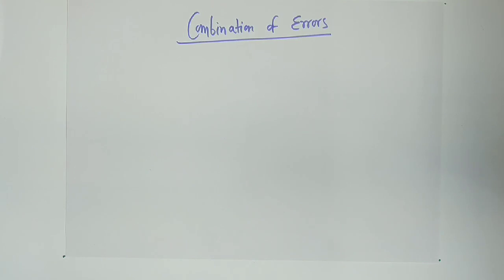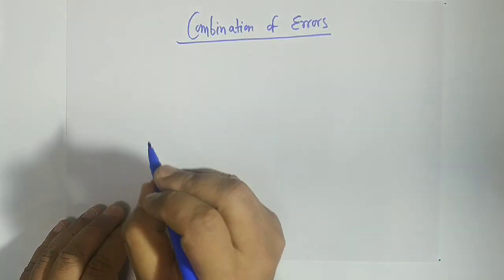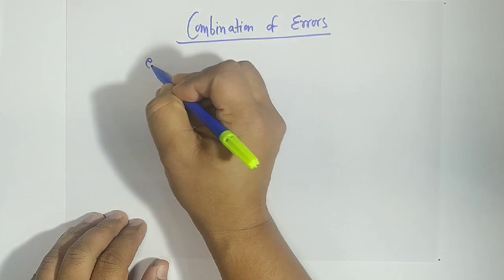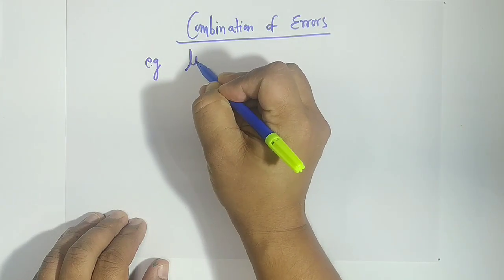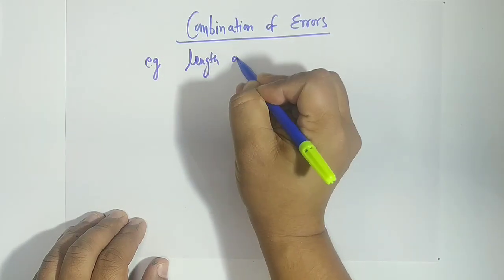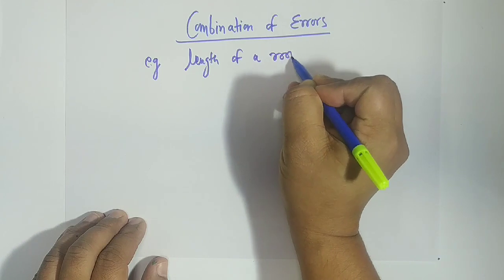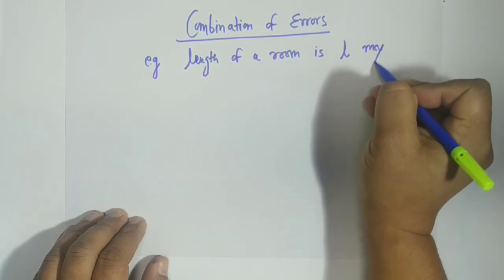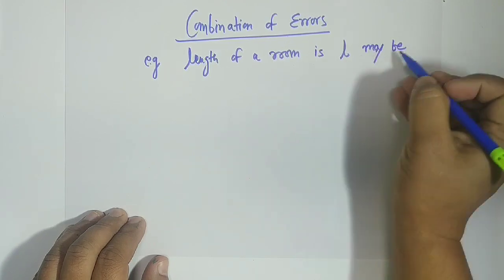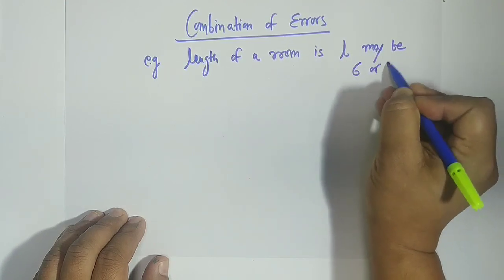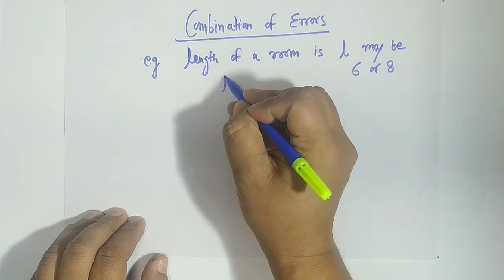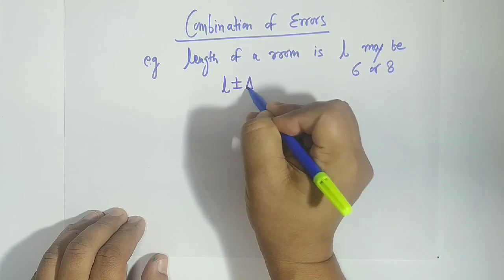maybe division. First of all, I will tell you how we write the measured quantity when we talk about the error. Say I'm giving an example. If you say the length of a room, any room, is L, maybe 6 or 8. That means you are not sure, either it is 6 or 8. So do you know how you write it? It is written as L plus minus delta L.